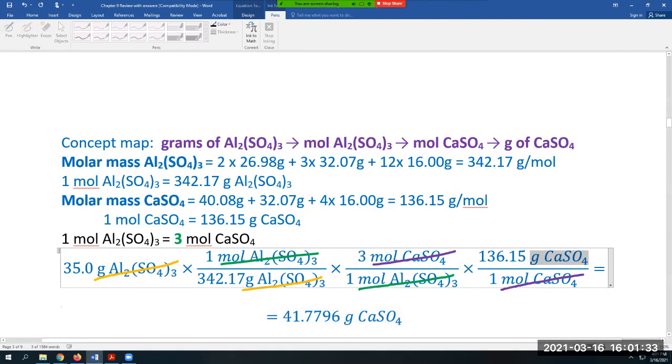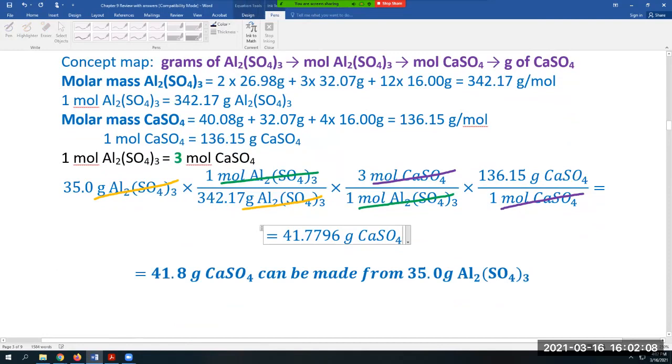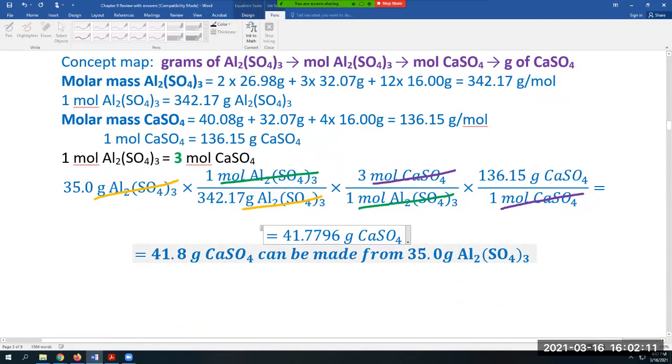So we need to pay attention to sig figs here. As always, all those mole numbers are exact. They do not limit the number of sig figs. We have 5 sig figs in the molar mass, 5 sig figs again in the other molar mass, and 3 sig figs only in the given amount. So we will need to keep 3 sig figs. So we will keep the 4, the 1, and the 7. What comes after the 7 is another 7, so the 7 needs to be rounded up to an 8. So it's going to be 41.8 grams of calcium sulfate that can be made from 35 grams of aluminum sulfate.